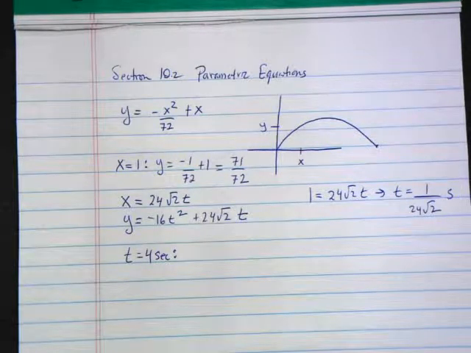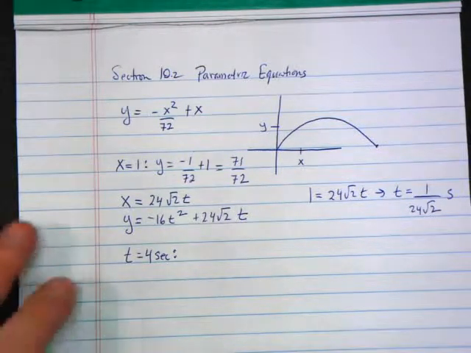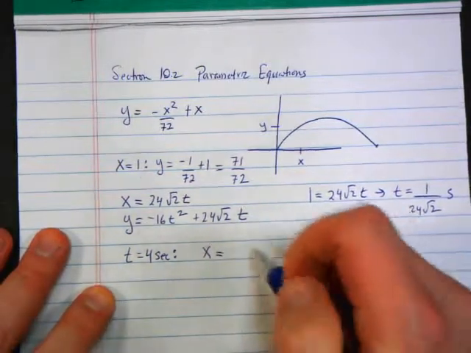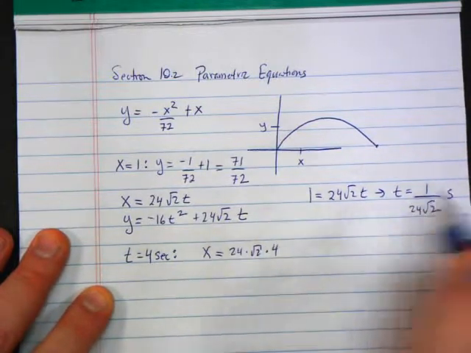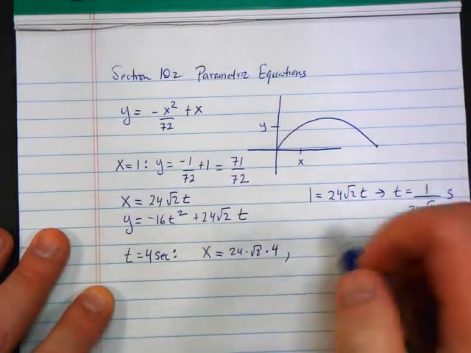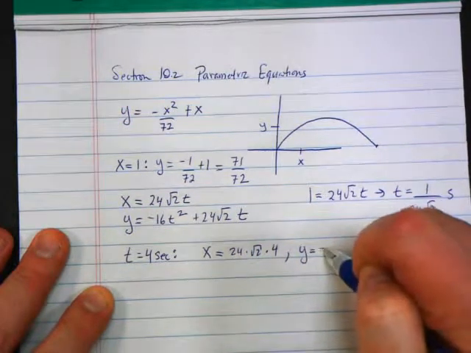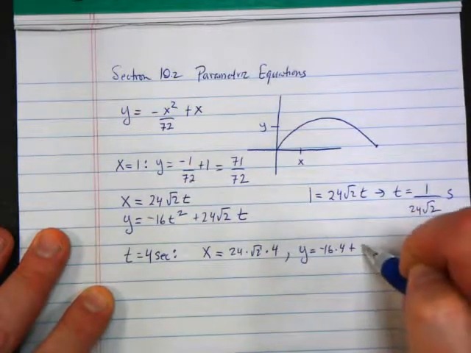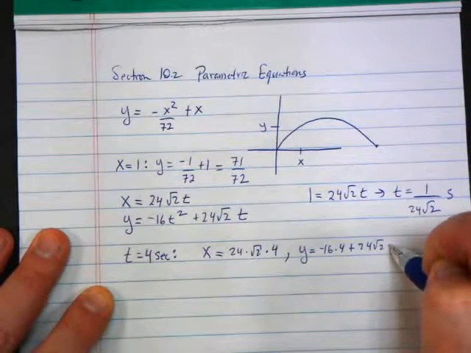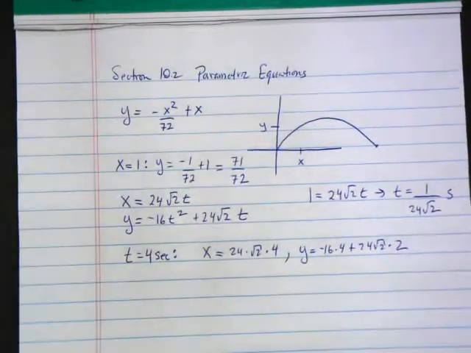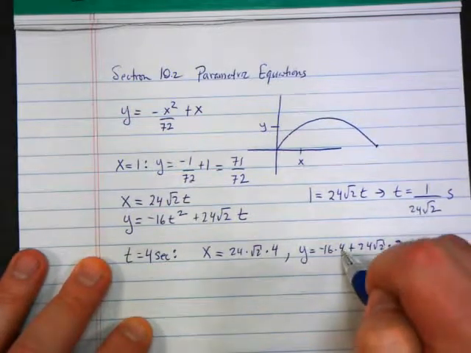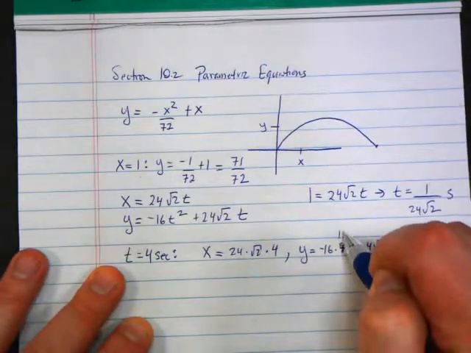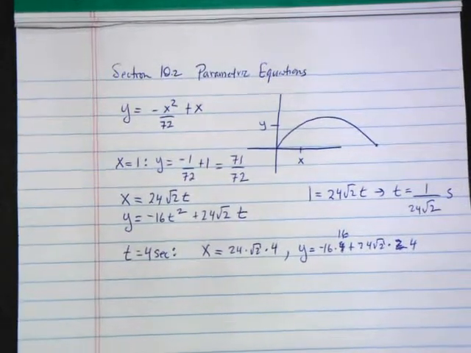What would you do? Simply plug t in. X would be 24 times the square root of 2 times 4. And you could grab your calculator and get a decimal approximation for that. And y would be negative 16 times 4 plus 24 square root of 2 times, oh, no, times 4. And that's not a 4 there, that's a 16. I'm plugging in 4.